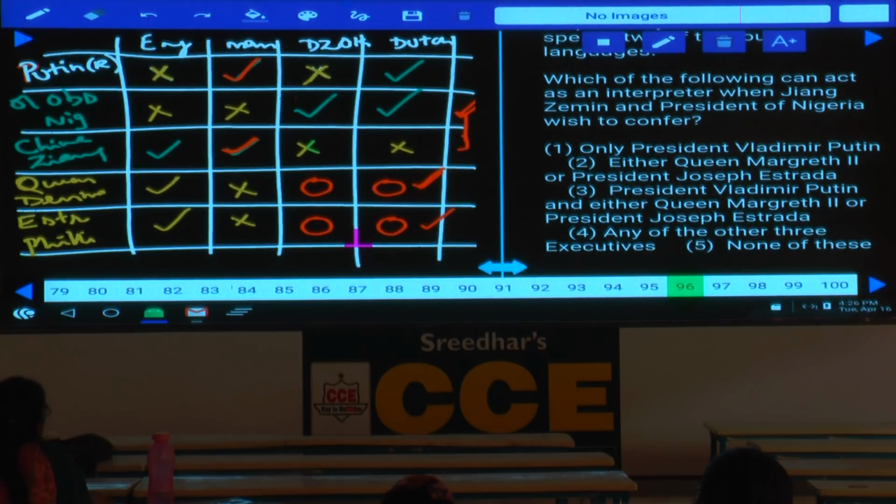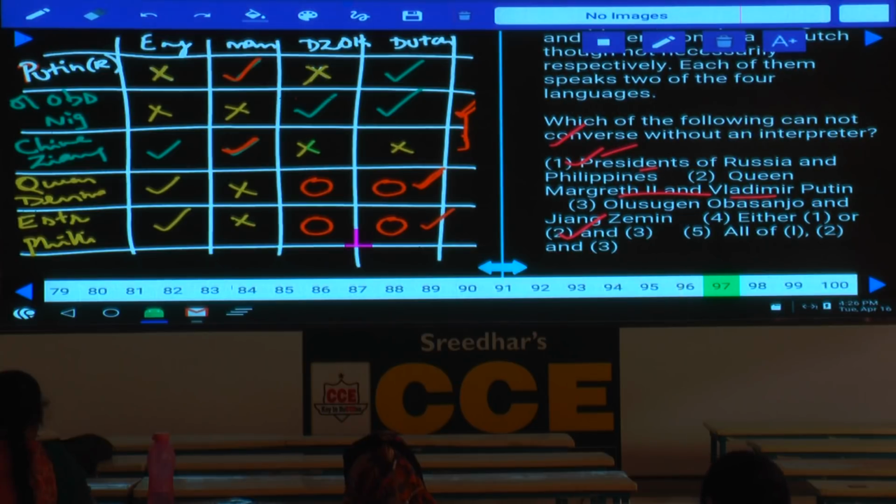Then what about the third one here? President Putin and either queen. Yes, 1 is true, 2 is also true, third one is nothing but the combination of either 1 or 2. Hence what is your answer here? Any one of the 3 executives can act as this one. 4 is the answer. Done with this? Now this is about question number 96.